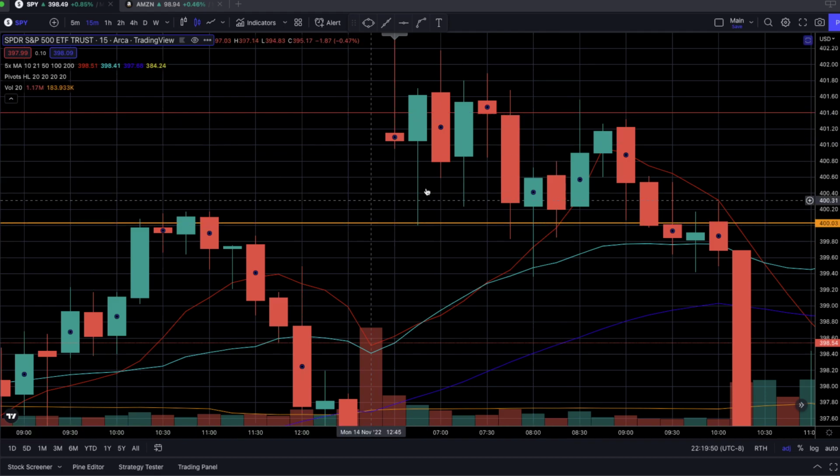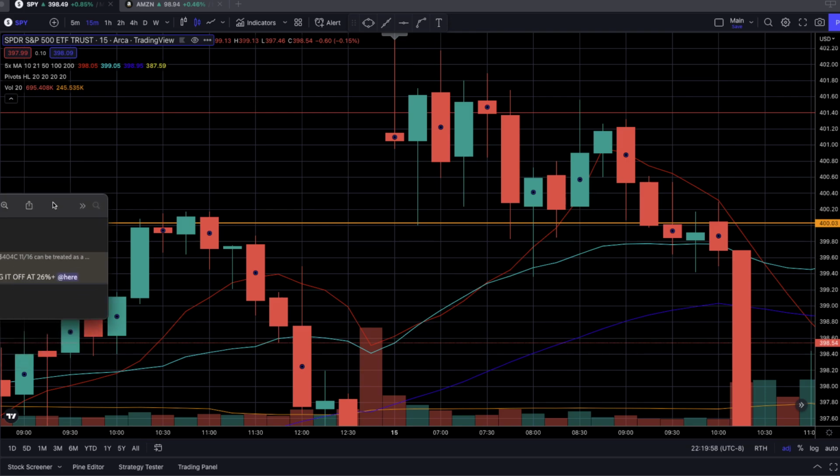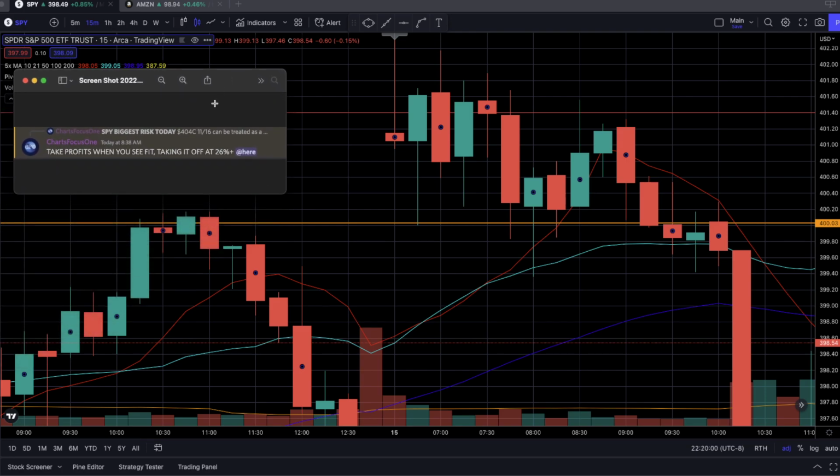As we retested the 401.40, this is where I said to take off this SPY call trade at 8:38 a.m. So it's a very, very quick trade. I say take profits when you see fit, but I'm taking it off at 26% plus. So 8:38 a.m., remember that.